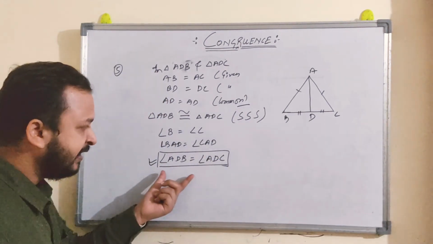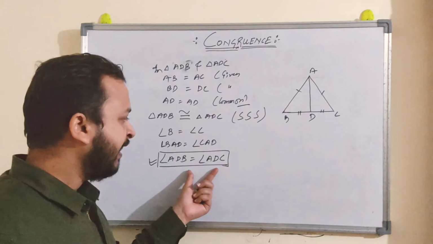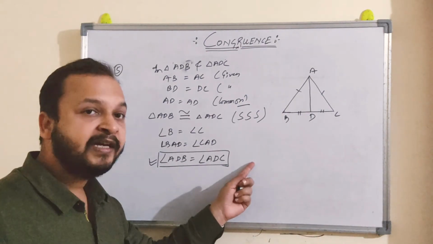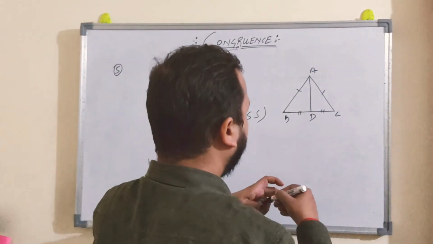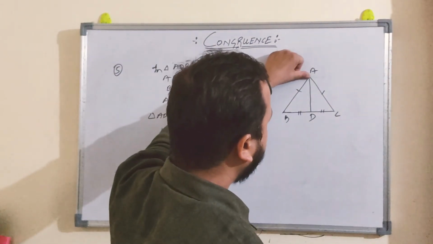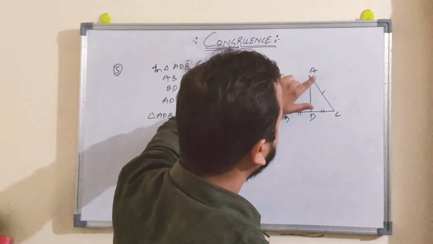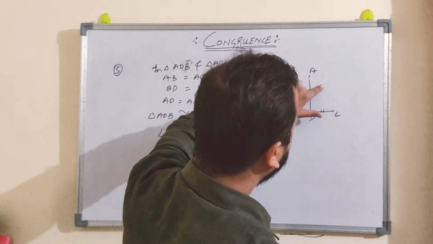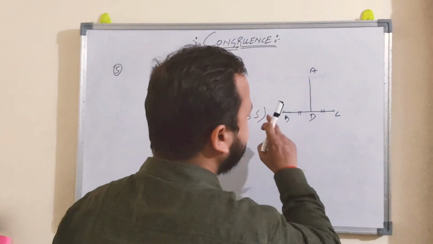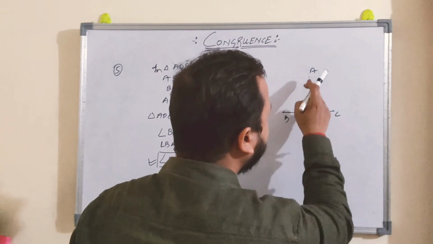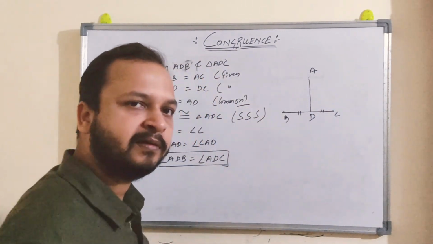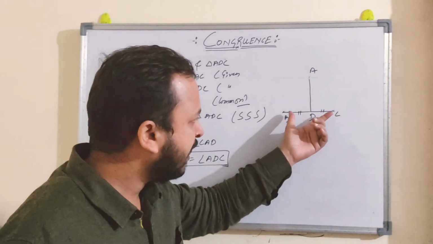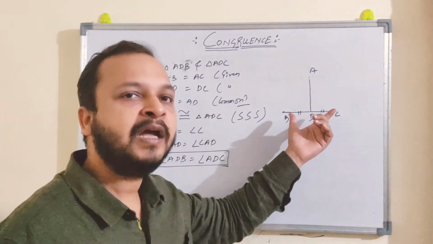Right? Angle ADC is equal to angle ADB, and that is equal to 90 degrees. You have to prove it. Alright? So look, if I erase this part, you can see that this is a straight line. At this point this line has made two angles, right? Means they are making a linear pair of angles.